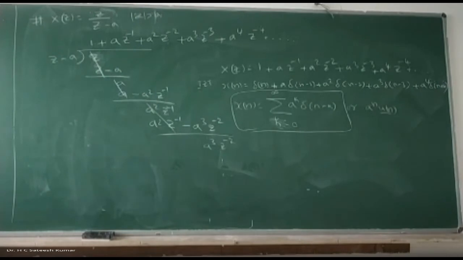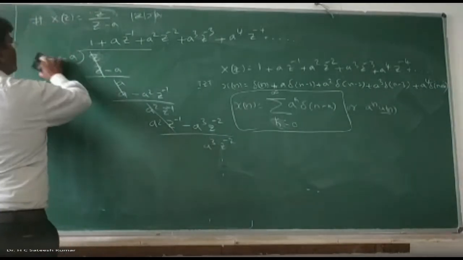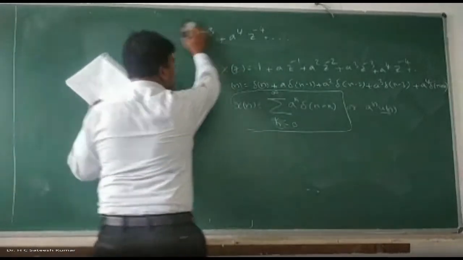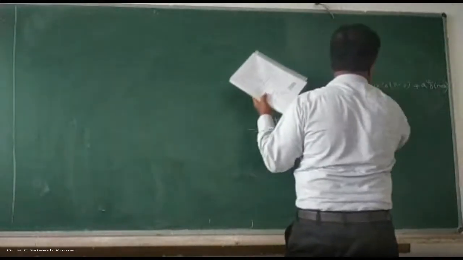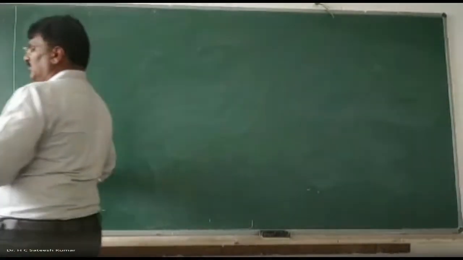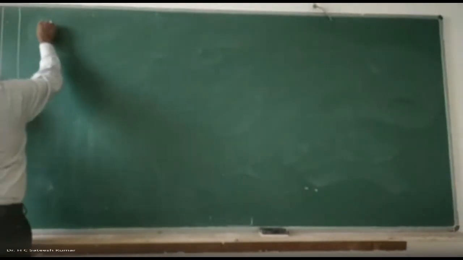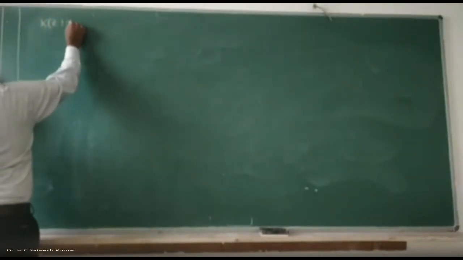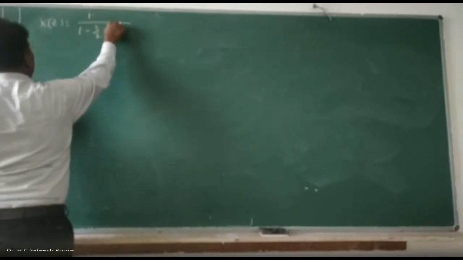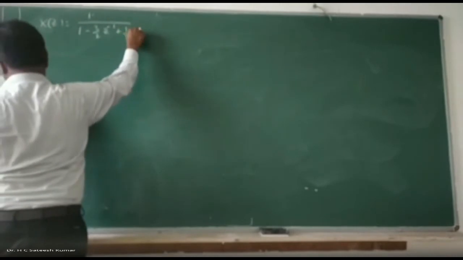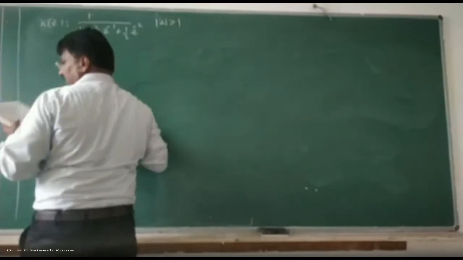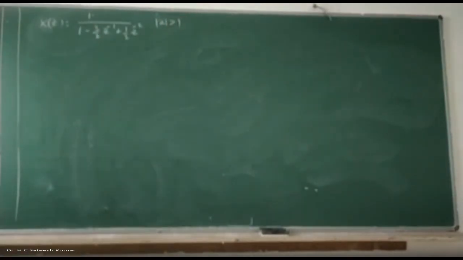Okay, right. So this is one examination problem from one of the VTU papers. Find the inverse Z transformation of x of z is equal to 1 divided by 1 minus 3 by 2 z to the power of minus 1 plus 1 by 2 into z to the power of minus 2, with ROC mod z greater than 1.